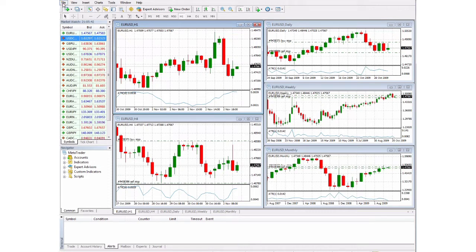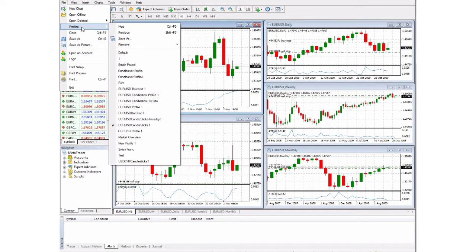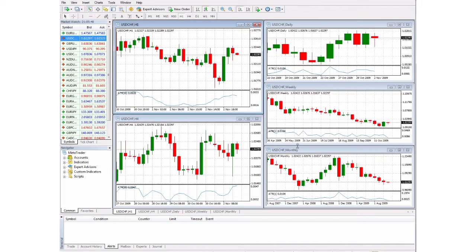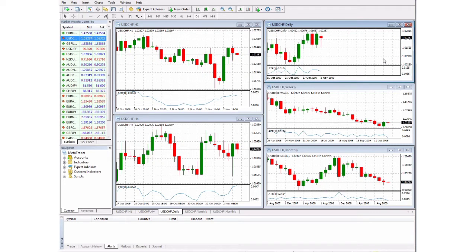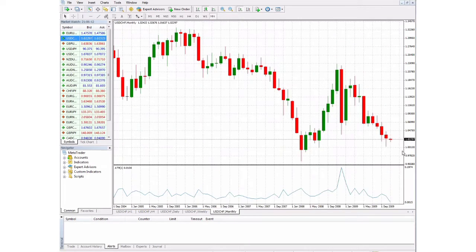So I'm going to pop back over here to US dollar, Swiss franc. Okay, there we go. That's everything we were looking at before, just in the form of the wonderful US dollar, Swiss franc. And as you can see, lots of interesting things. You look around and find patterns and trades that are of interest to you.